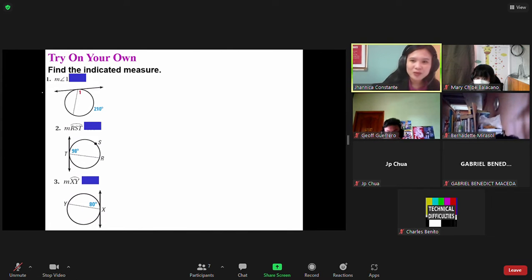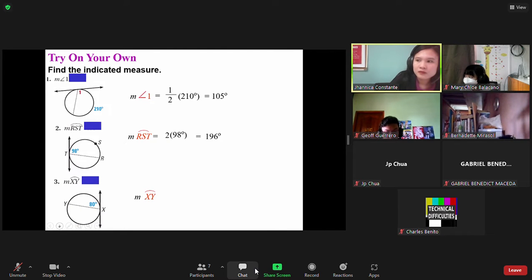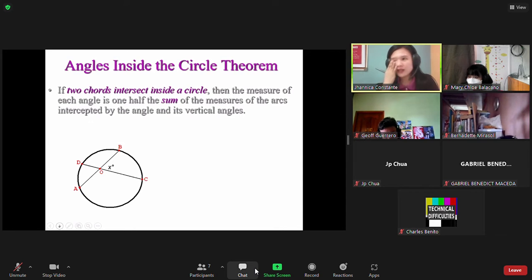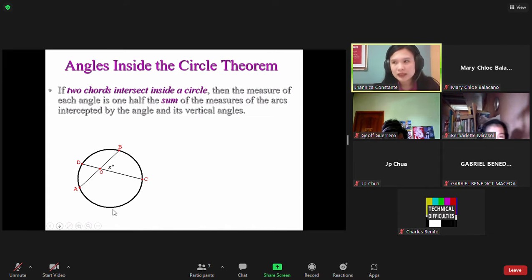Let's proceed with our second theorem and finding the measurement of our angle. The second theorem that we have is an angle inside of the circle. This angle is being made by the two chords intersecting at one point. So if two chords intersect inside a circle, then the measure of each angle is 1/2 the sum of the measurement of the arcs intercepted by the angle and its vertical angles.